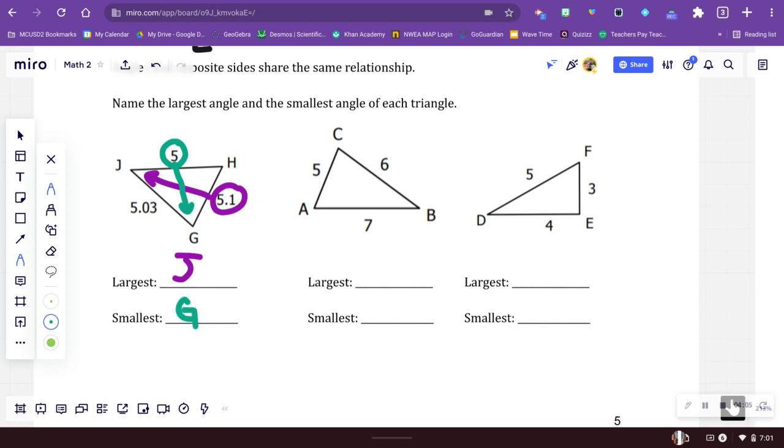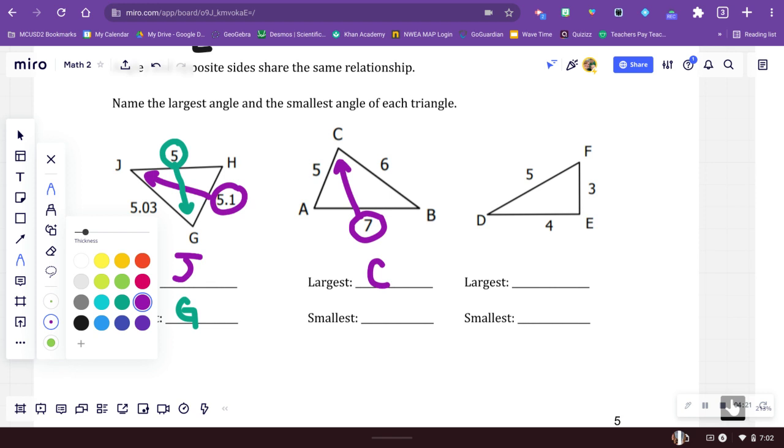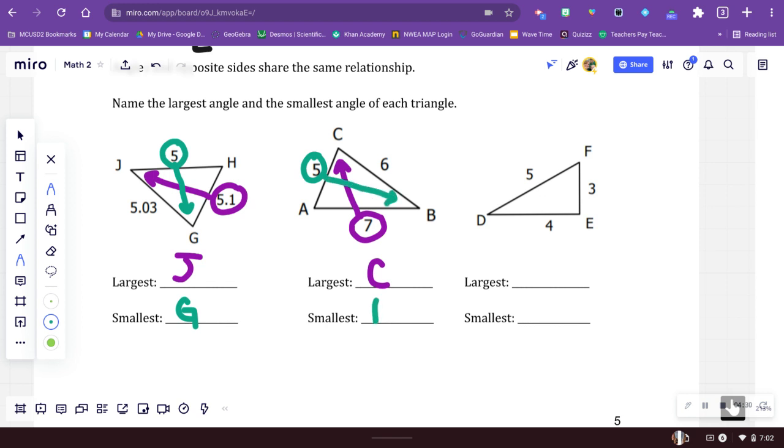Okay. Looking at the middle triangle, ABC, same idea. Let's start with the largest side. Largest side is 7. Going across from 7, I hit angle C. So angle C has to be the biggest. And the smallest side would be 5. 5 is the smallest out of those three numbers. Going across from 5, I hit angle B.